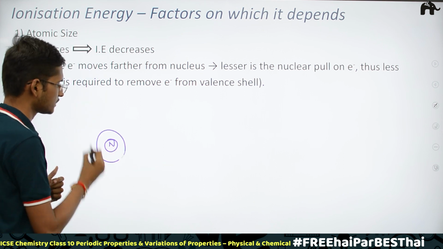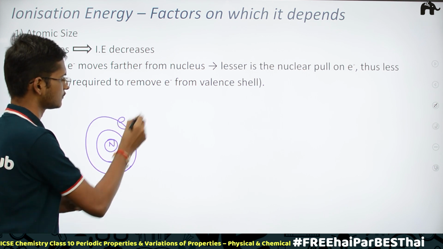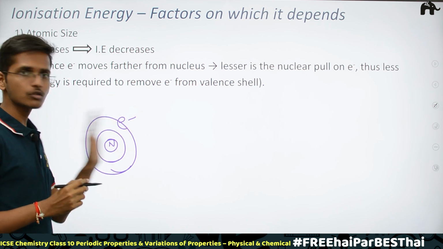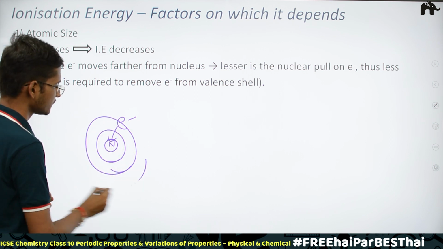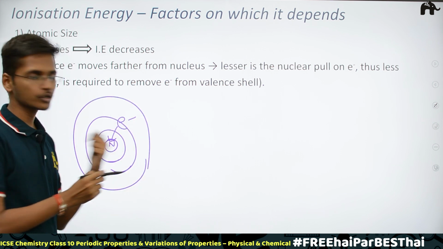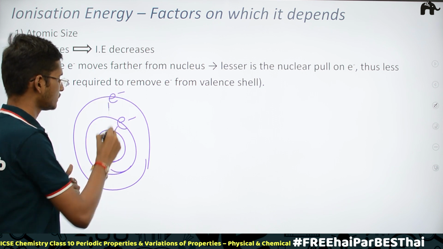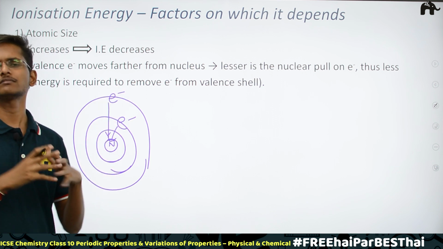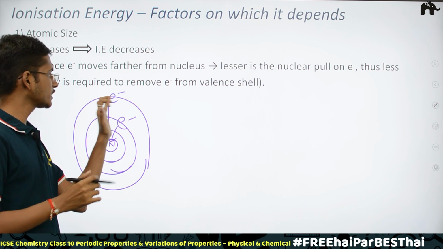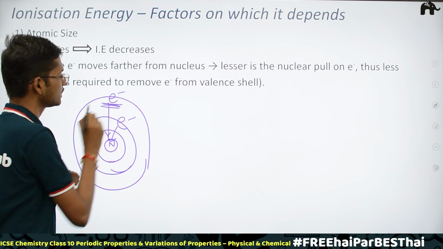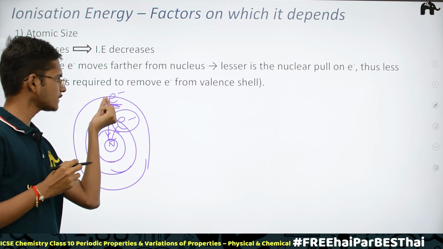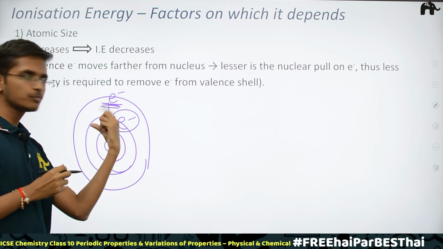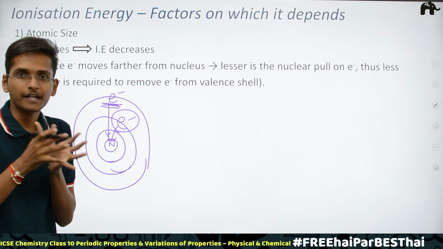This is the nucleus of the atom, first shell, second shell or outermost shell, and the electron, the outermost electron. So it is being pulled by the nucleus with some attractive force. Then I'm increasing the size of the atom. Now this is the outermost electron. This electron is also getting pulled by the nucleus with some attractive force. But the nuclear pull experienced by this electron is lesser as compared to this electron. Why? Because this electron is farther away from the nucleus, so it would pull with lesser attractive force.